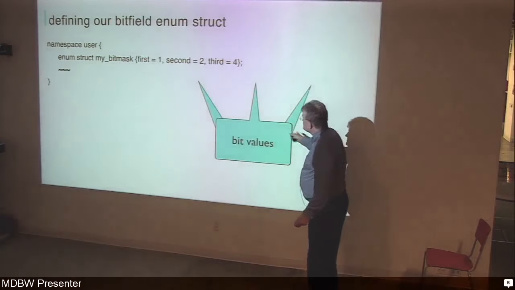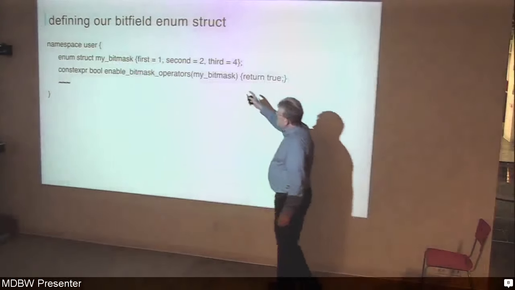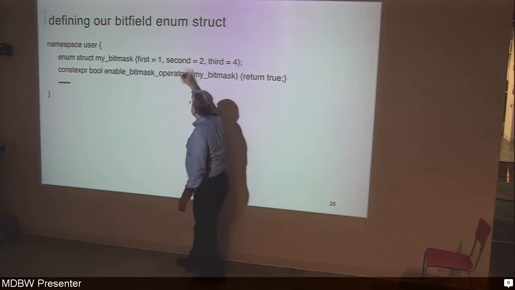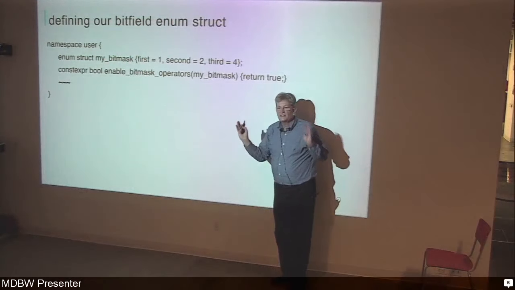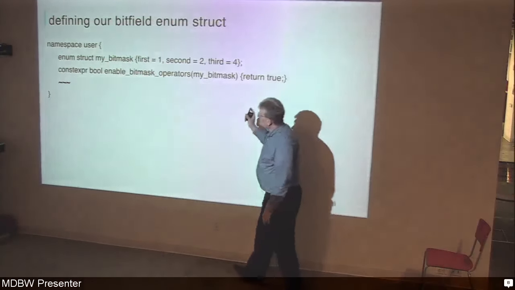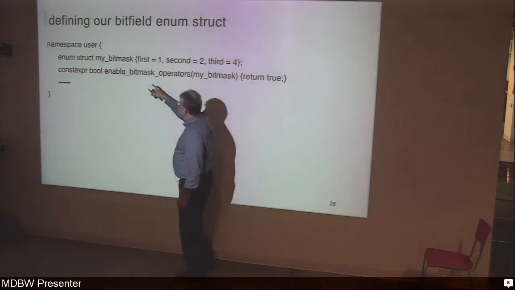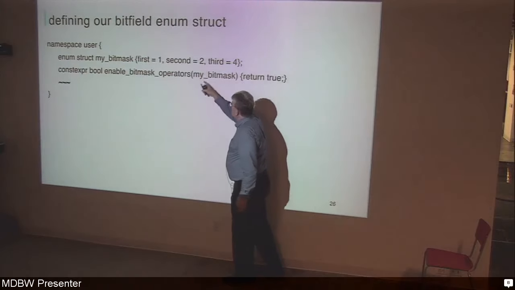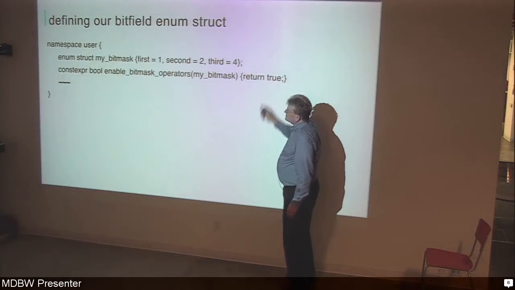I think this is shifted somehow. I'll have to fix that. But anyway, the idea is that, in order to make this work, these have to be bits: 1, 2, and 4. The enum itself has to be a good bitmask candidate. But then we also say, I'm going to write the const bool enable bitmask operators for my bitmask, and that returns true.